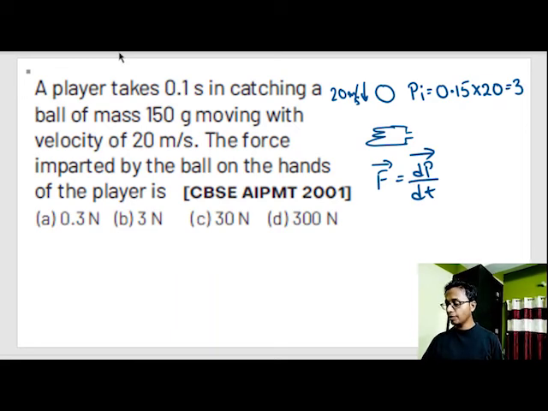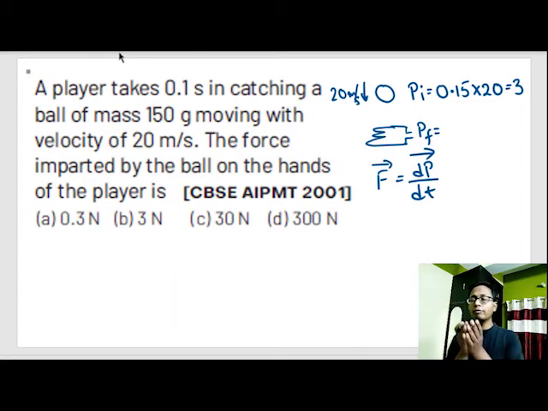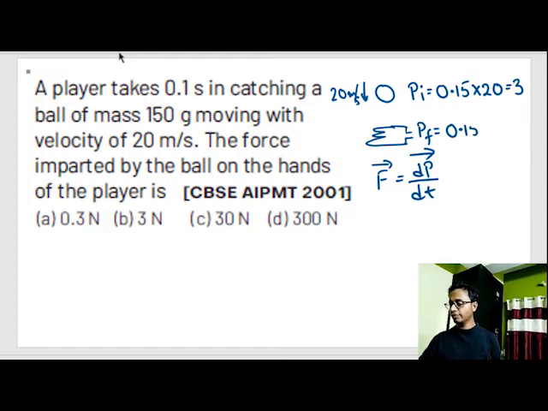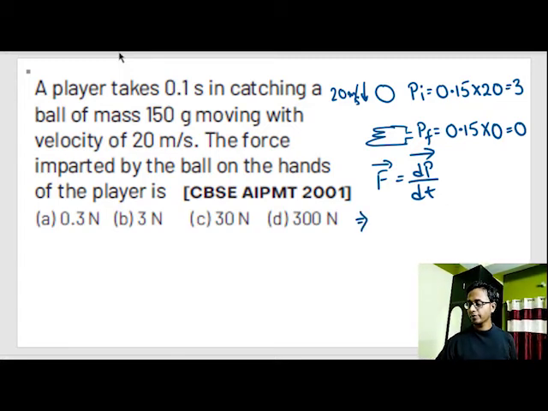Now after the ball is caught in his hand, after the player catches the ball, what is the velocity of the ball? The velocity of the ball is 0. Therefore the momentum of the ball is 0. So final momentum of the ball is 0, because 0.15 into final velocity, which is equal to 0, is equal to 0. So F, or force imparted by the ball on the hands of the player, is nothing but dp by dt.